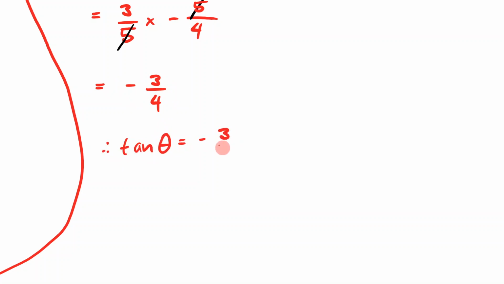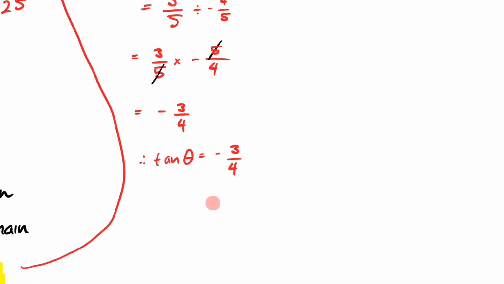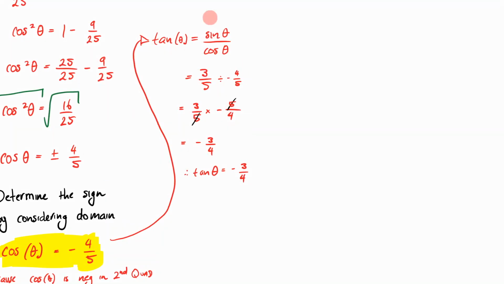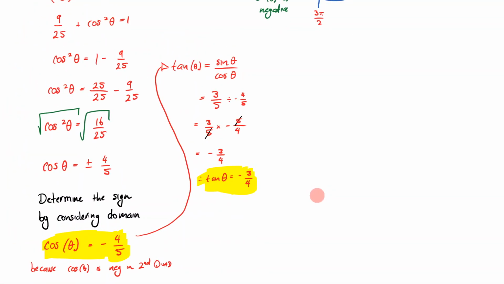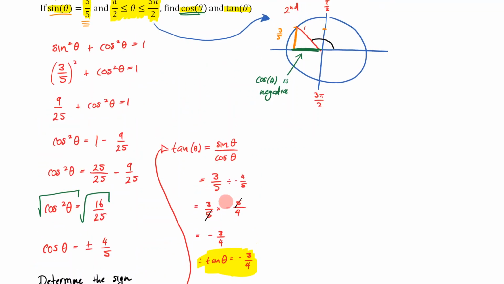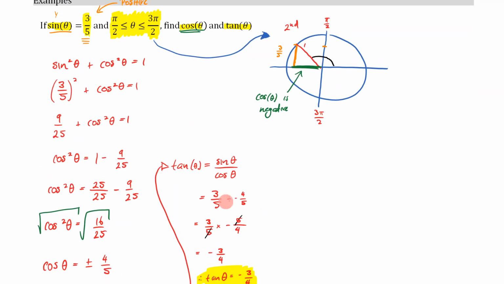So that is my answer. Perfect. So there we go. We got cos of theta is equal to negative 4 on 5, and tan of theta is equal to negative 3 on 4. That is the thinking that went behind this question. Hopefully you found this useful.